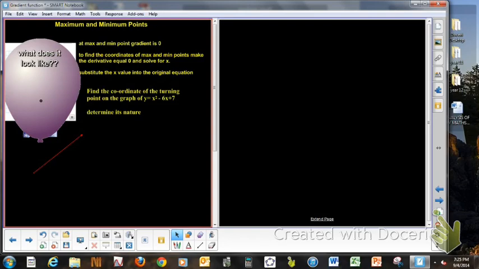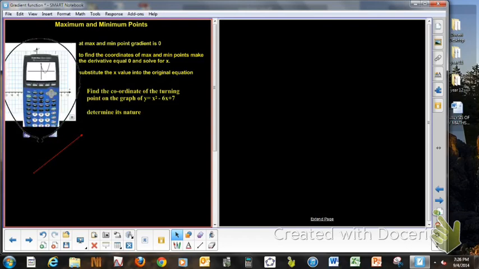So we have a function here, y is equal to x squared minus 6x plus 7. And what we want to do is find the turning points. So turning points are max and min points. And I mean, you could stick this into your graphing calculator. And when you stick it into your graphing calculator, it's pretty easy to see the max and min points.